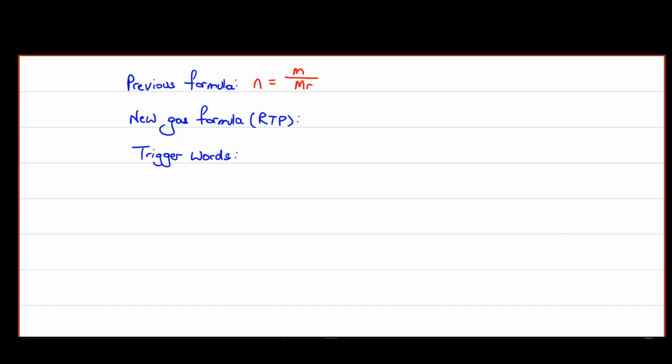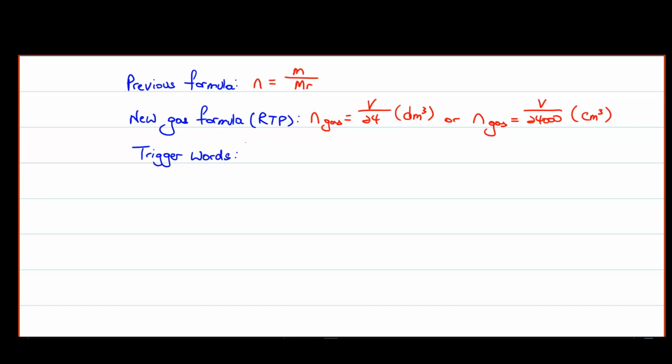At room conditions, or RTP, 1 mole of any gas occupies 24 dm cube, or equivalently 24,000 cm cube of volume. N of any gas is equal to V over 24 if the volume is expressed in dm cube, or number of moles of gas is equal to V over 24,000 if the volume is expressed in cm cube.